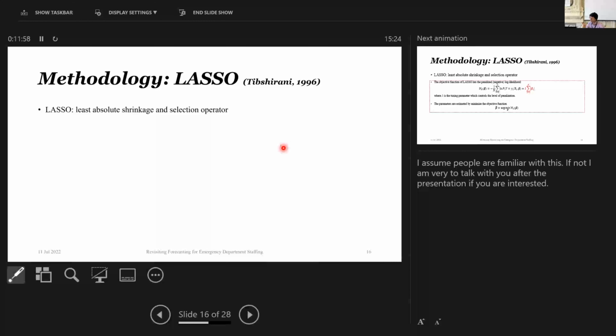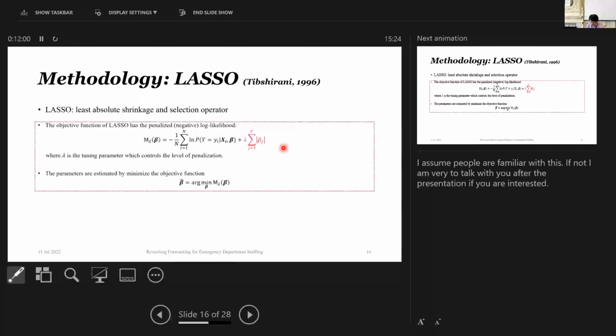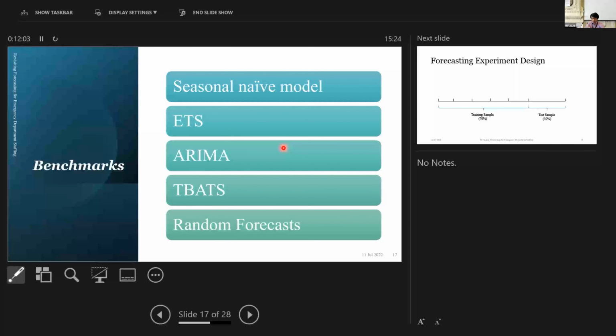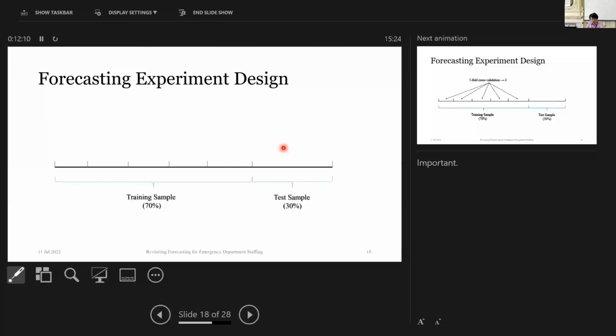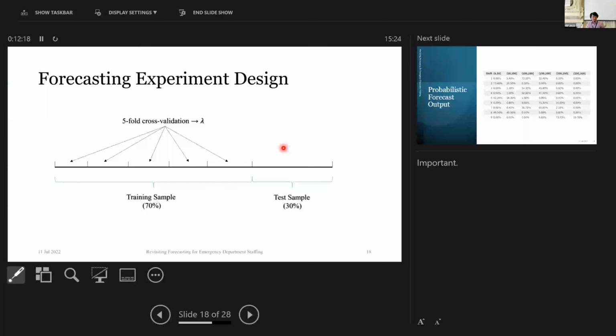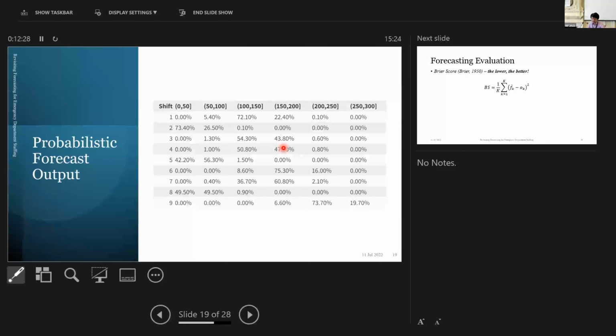Okay, how much time do I have? 5 minutes, fantastic. Okay, so I'm going to compare my forecasting models with 5 benchmarks here. And the forecasting design is that I have 70% of my sample as training sample and the rest as testing sample. Because Lasso has a tuning parameter, which is lambda, I'm going to use 5-fold cross validation to optimize this lambda. And just to remind you, what does my probabilistic output look like?